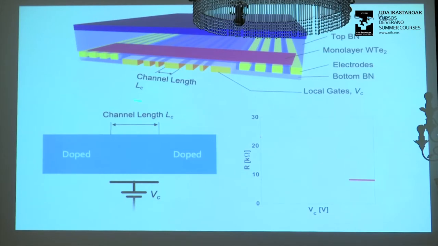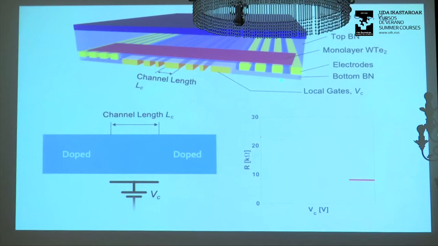And then we have narrow electrodes underneath the boron nitride. These are local gates, which have different lengths. They can locally change the chemical potential in the WTe2 in different regions, by applying a voltage to the different gates. So now, let me show you the experiment that we did.